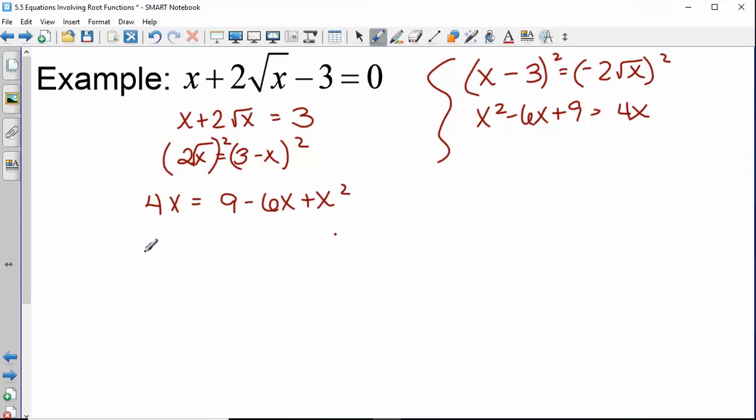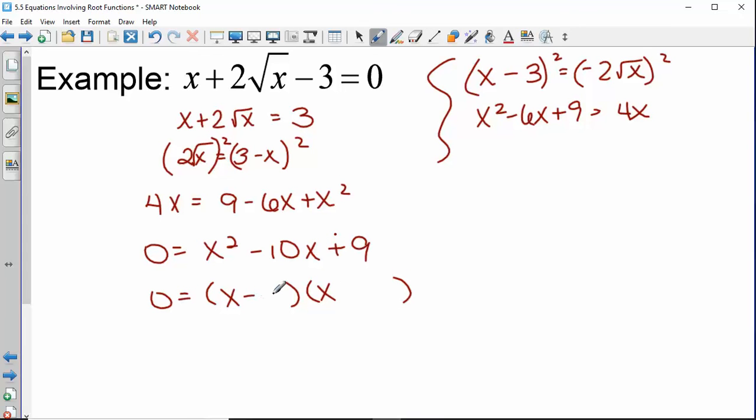It's a quadratic, so we set it equal to 0. So subtract your 4x over. Then we can do the shortcut. Multiply to 9, add to negative 10 would be negative 9 and negative 1. Set them equal to 0 and you get 1 and 9.